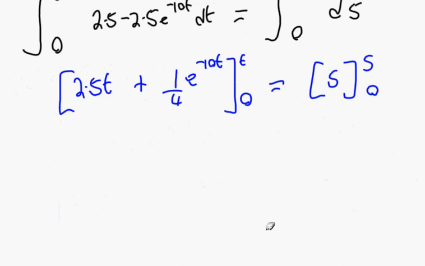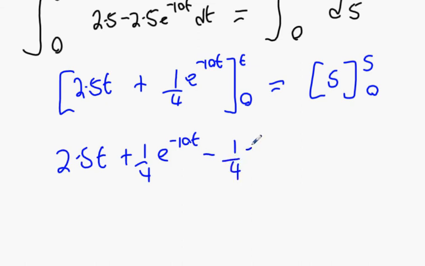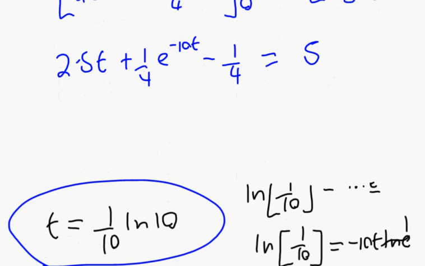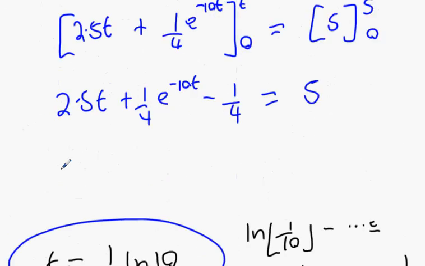What do you reckon now, guys? Plug it in, sub it in. No bother. Take away 0, take away a quarter. What's a quarter e to the power 0? It's a quarter, isn't it? So that's no bother. Now we have s in terms of t, don't we? So what can we do with the t value then? It's a 10th ln 10, isn't it?